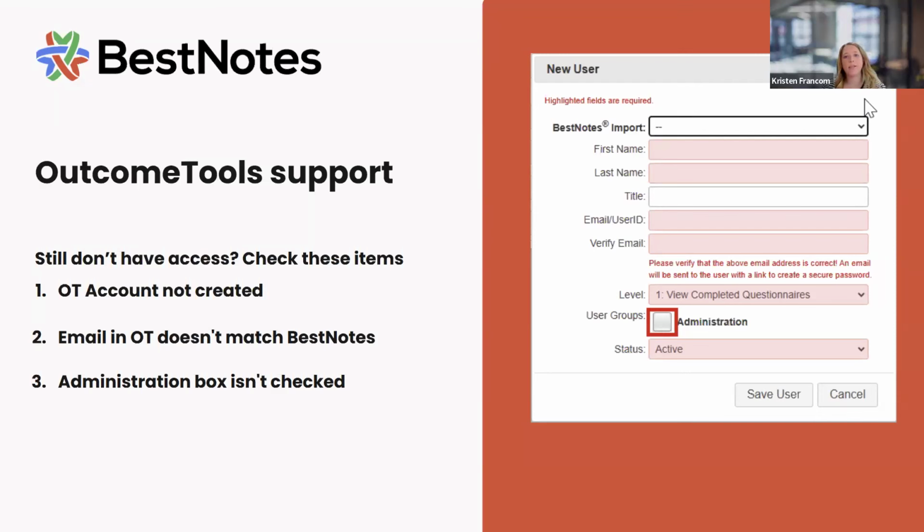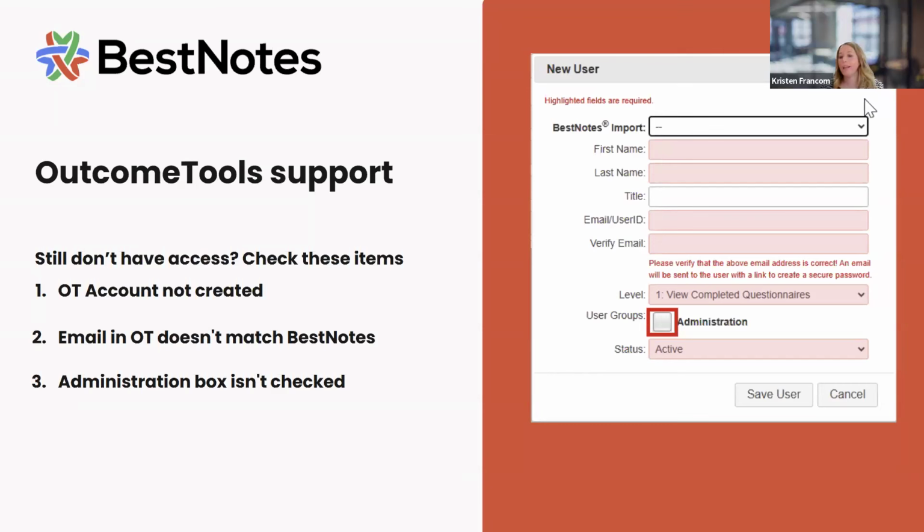And then sometimes as users are in BestNotes for a while, if your email address changes, you'll have to remember to go change that in OutcomeTools. Email addresses are the authenticator between BestNotes and OutcomeTools. And so if those don't match, then you will lose access to your OutcomeTools. So make sure that you update your email address within your OutcomeTools account as well.